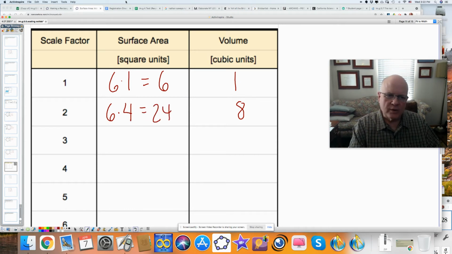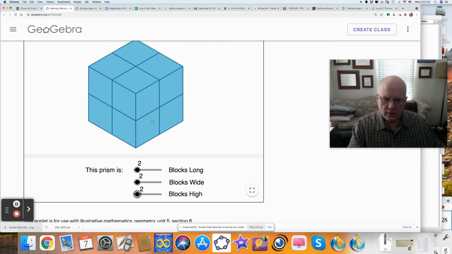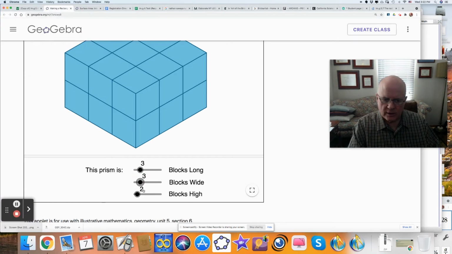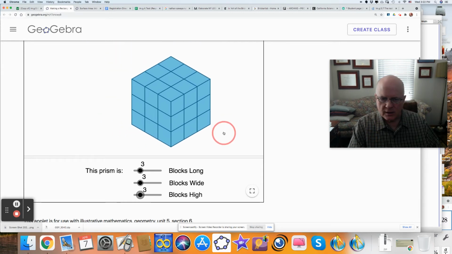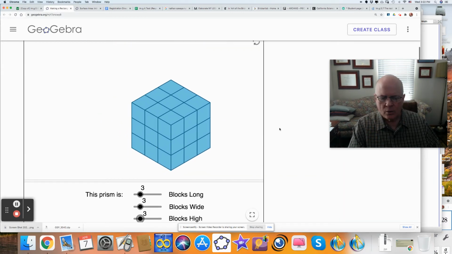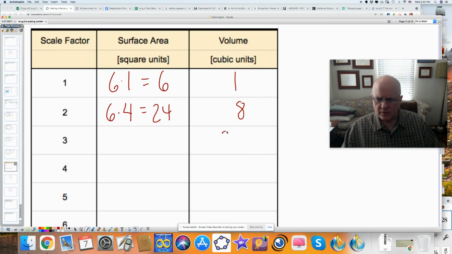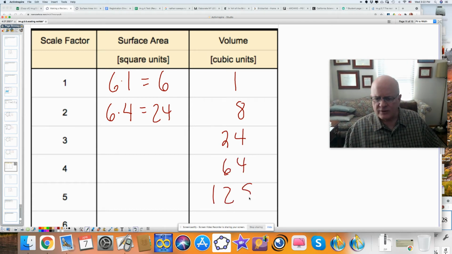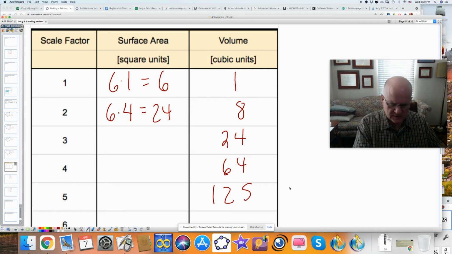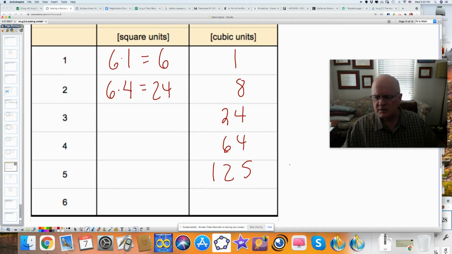What do you think it's going to be for a 3 by 3 by 3? Well, let's just try it. 3 by 3 by 3, maybe make this smaller so you can see it, there's 9 blocks on the first layer, 9 more on the second, and 9 on the third. That's 3 times 3 times 3, which is 27. 4 times 4 times 4, 64. 5 times 5 times 5, 125. And 6 times 6 times 6 is 216.